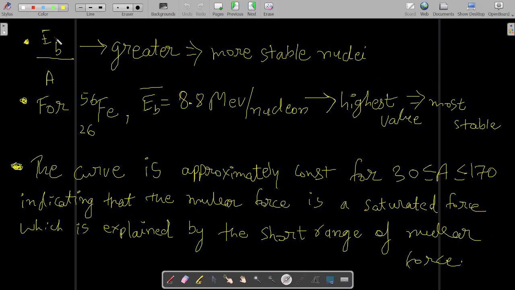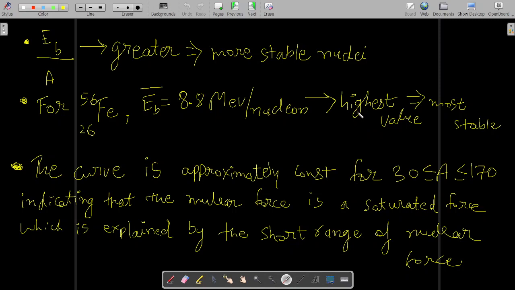Now some facts have been written over here: E_B by A means binding energy per nucleon. If it is greater, then the nucleus is more stable. We have already learned this. For Fe-56, the atomic number of iron is 26 and the mass number is 56. So the binding energy per nucleon is around 8.8 MeV per nucleon. It has the highest value, so the nucleus of iron is highly stable.